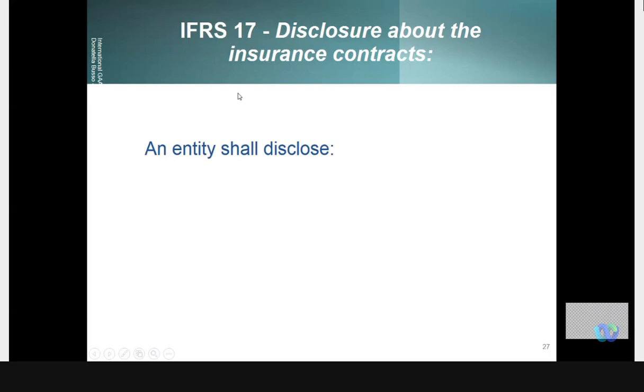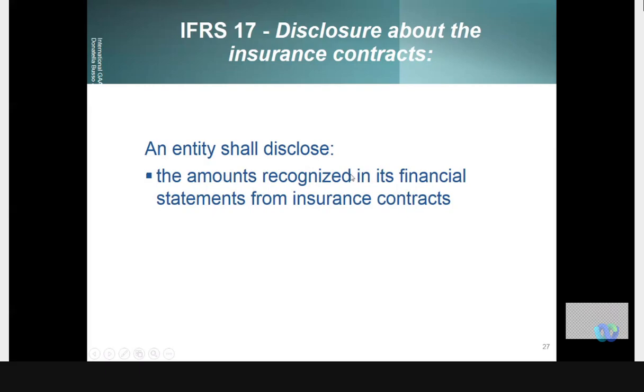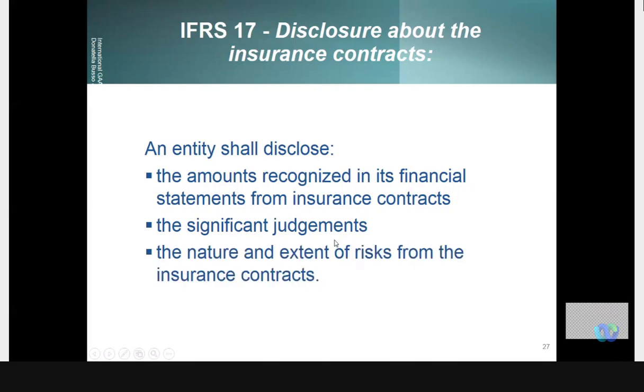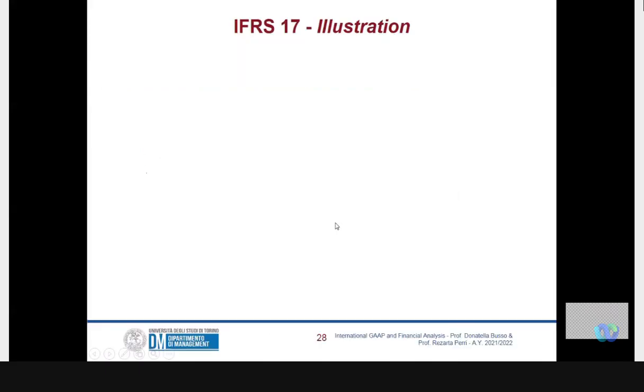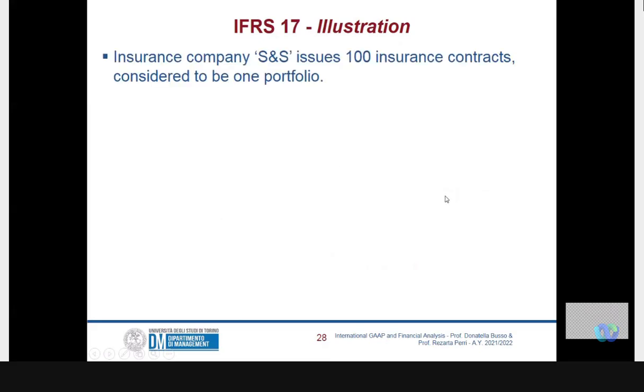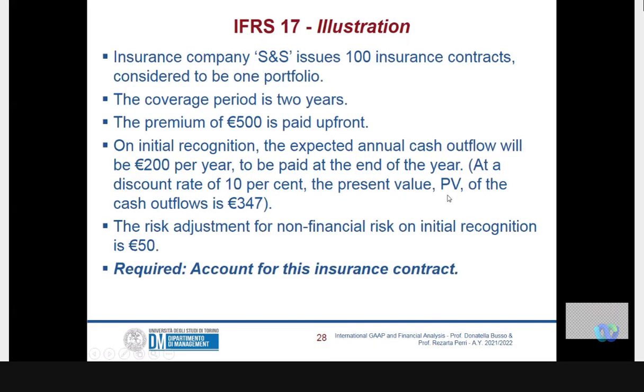Actually, IFRS 17 not only goes into details about how to account for the insurance contract, but also guides what to disclose, what elements and details to disclose about the insurance contract. An entity shall disclose the amounts recognized in financial statements, the significant judgments, and the nature and extent of risks from the insurance contract. Okay, we have a break before we cover this illustration.